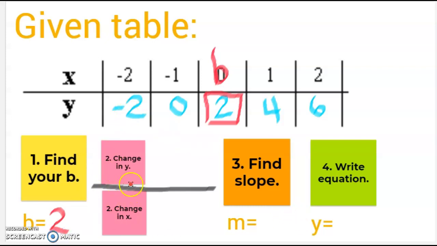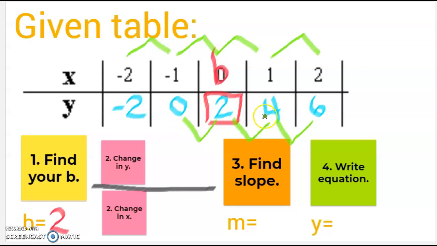Okay, my next step is to find my changes, my change in Y and my change in X. This is where we draw those alligator mouths, the crocodile mouths. If I'm going from 0 to 2, I know I have to be adding 2. 2 plus 2 gives me 4, 4 plus 2 gives me 6, so I know that my change in Y is plus 2.